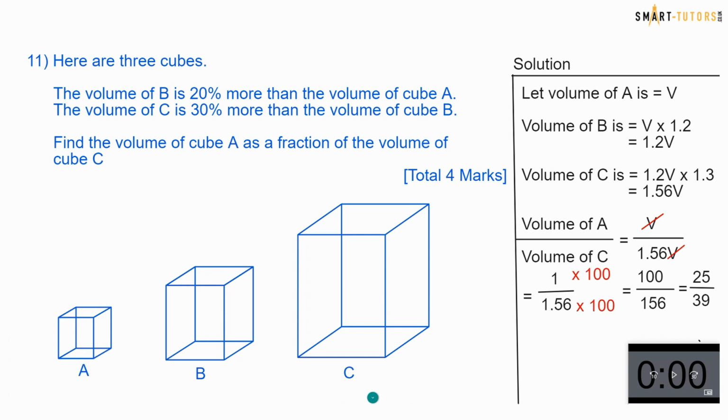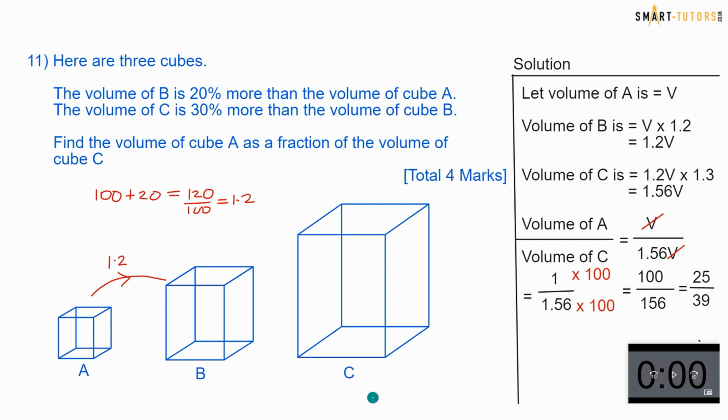Let's do this question. Let the volume of A be V. So the volume of B is V times 20% more. Here, 20% more means the multiplier is 1.2. Those who do not understand this multiplier, please look at our topic revision on percentages. 20% more means you add 100 plus 20, which is 120. 120 divided by 100 gives 1.2 as the volume increase. So 1.2 times the previous volume, which is V, so B's new volume is 1.2V.